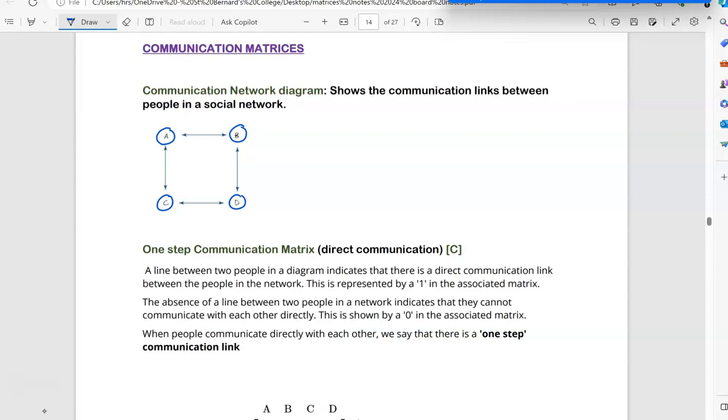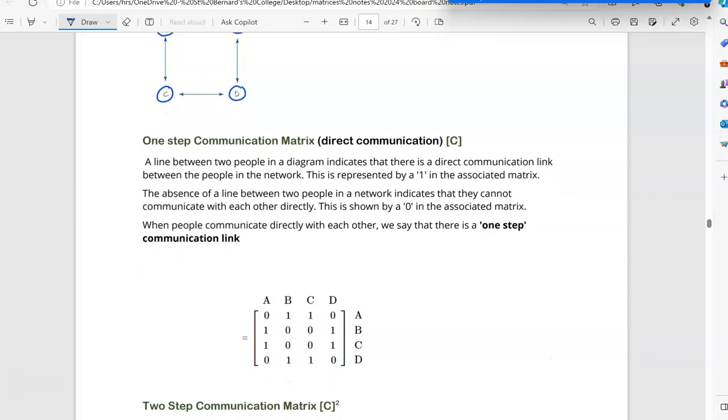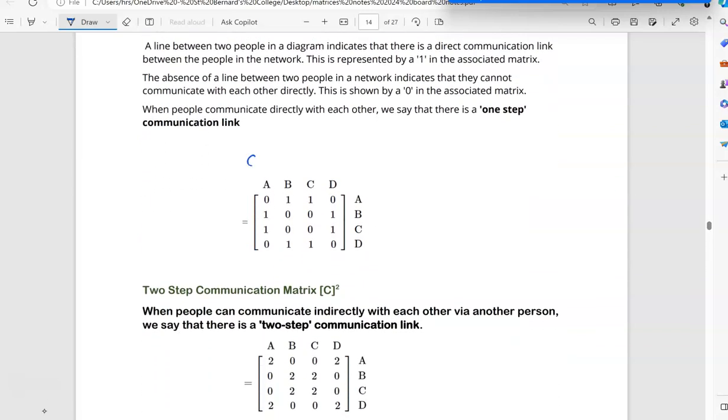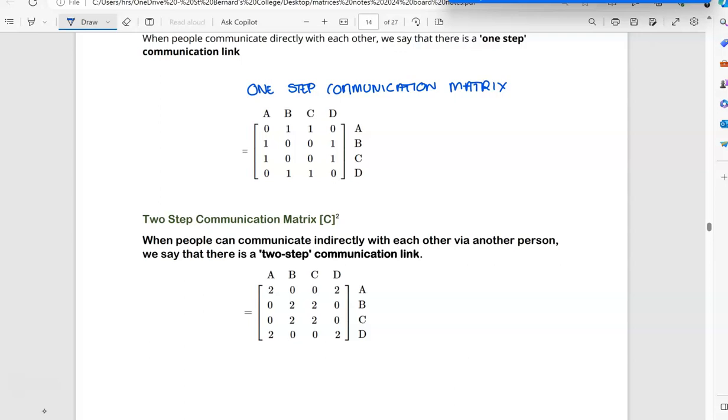So when I directly talk, we call that 1 step. And this network diagram shows the 1-step communication, like directly. The arrow is showing the 1 step, okay? So a line between 2 people in a diagram indicates there's a direct communication link, and this is represented by a 1 in the matrix. So you can see down here, this is the 1-step communication matrix. If I was just given this and not the diagram, I could see that, looking across, D can directly talk to B and C. That's what you told me.